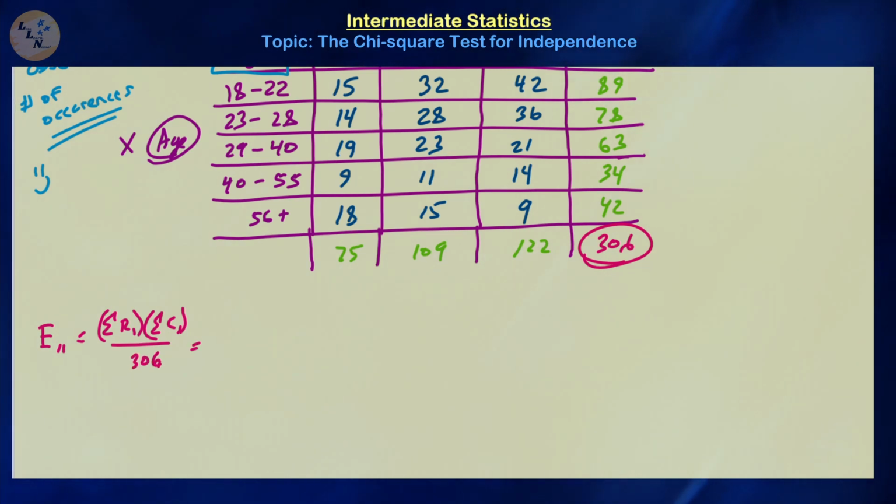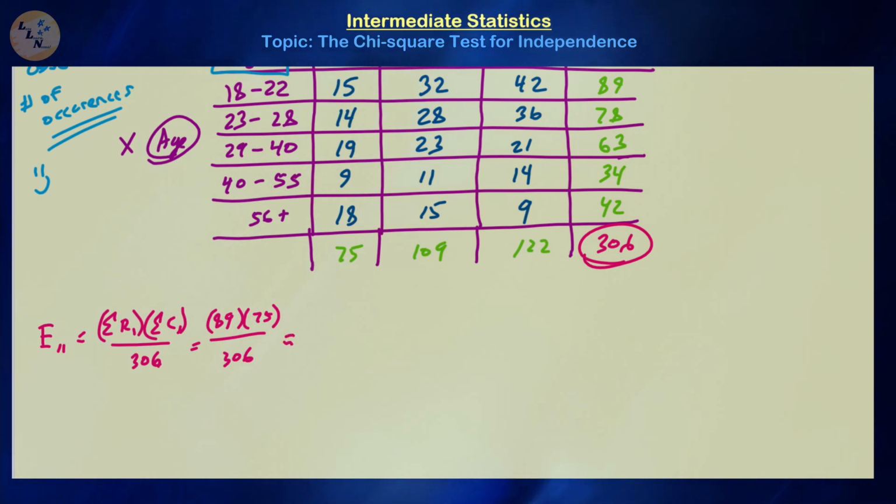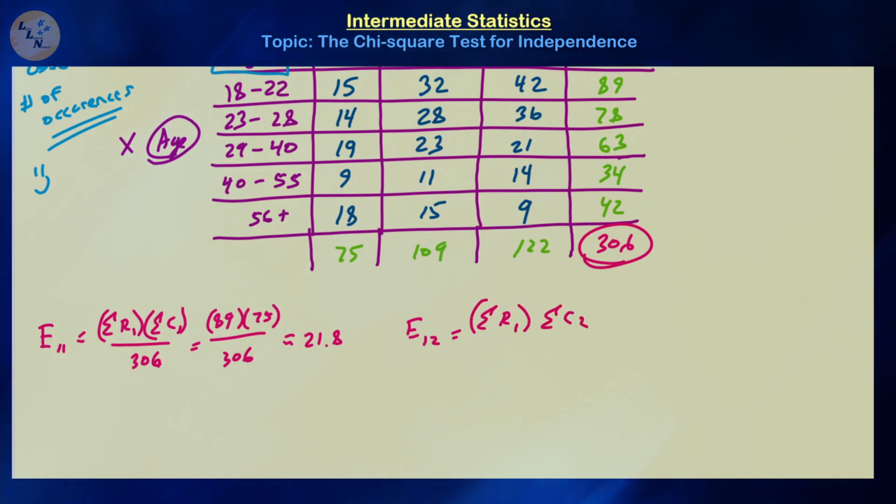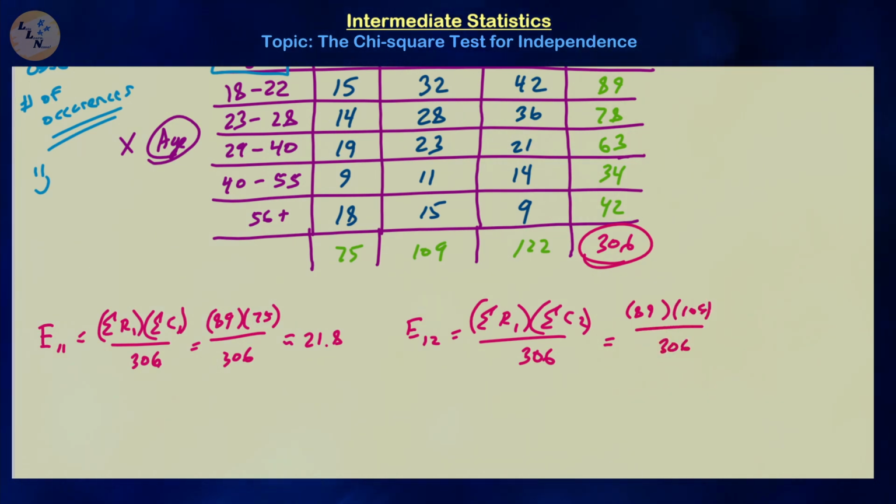So that's going to be equal to 89 times 75 divided by 306, which is going to be approximately equal to 21.8. Similarly, E12, so first row, second column, is going to be equal to the sum of row 1 times the sum of column 2, all divided by the grand total. So that's going to be equal to 89 times 109 divided by 306. That should be approximately 31.7.